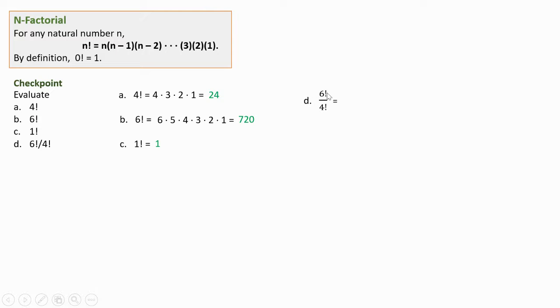Now how about D? 6 factorial over 4 factorial. So 6 factorial is going to be 6 times 5 times 4 times 3 times 2 times 1, and 4 factorial will be 4 times 3 times 2 times 1. So the ones cancel, and that's equal to 1. So what's left? 6 times 5 times 1, which is 30. That's the answer for D.